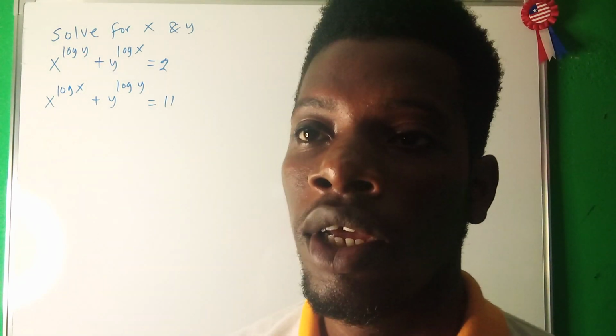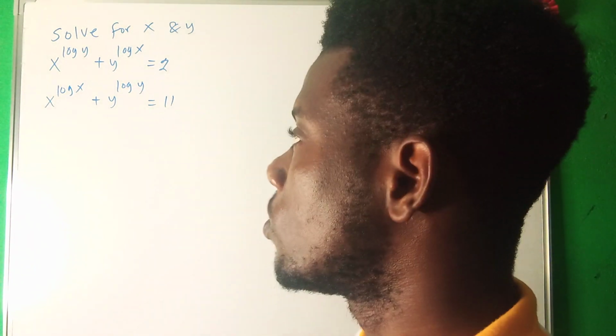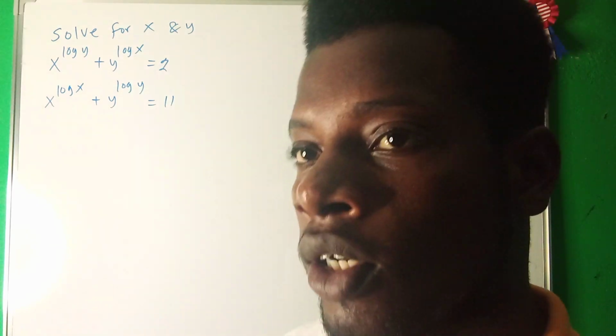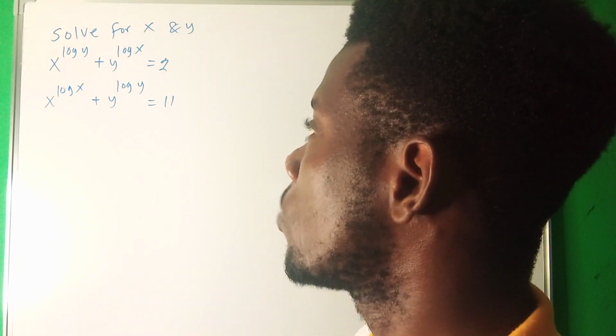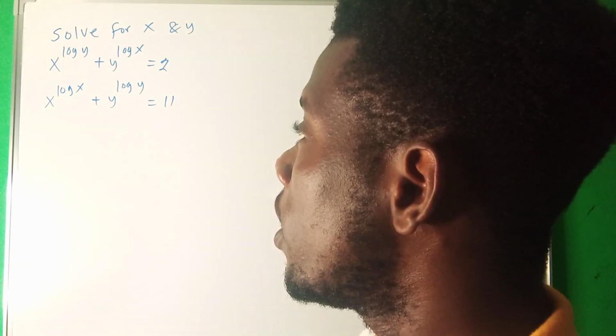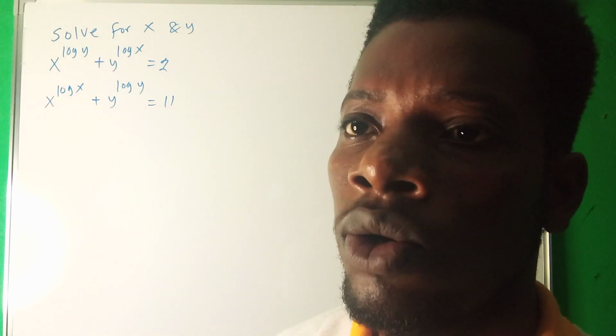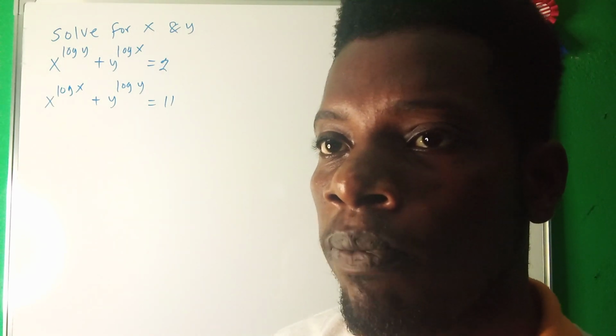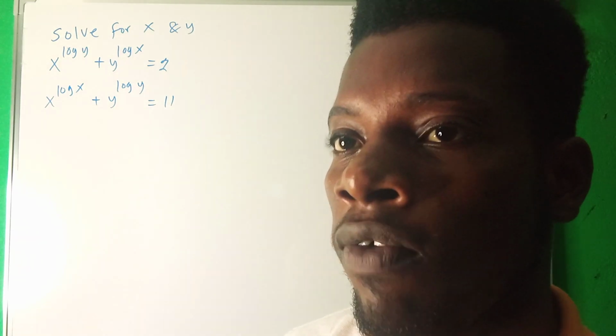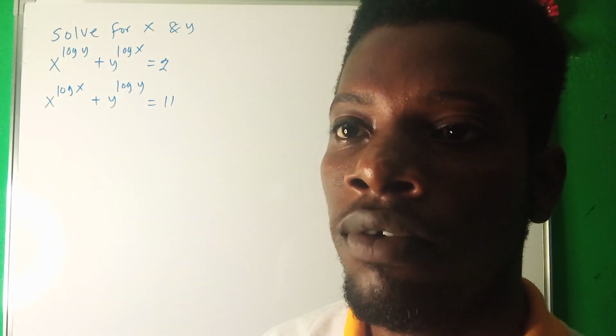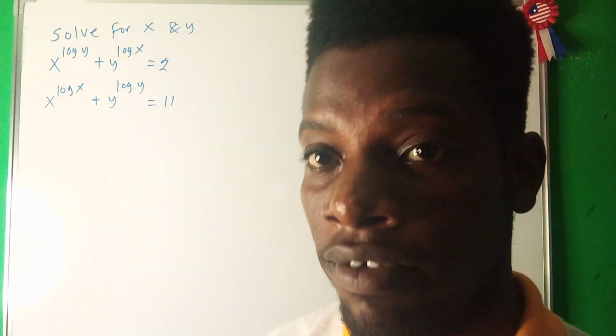Today we are going to be looking at the solution to this simultaneous equation. Solve for x and y if x raised to the power log y plus y raised to the power log x equals 2, and x raised to the power of log x plus y raised to the power of log y equals 11.